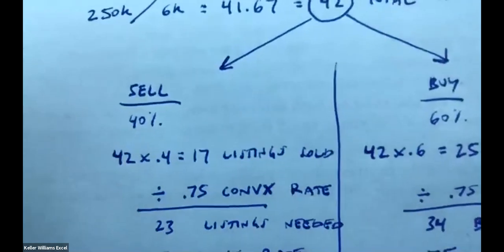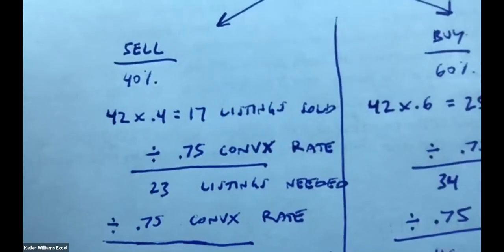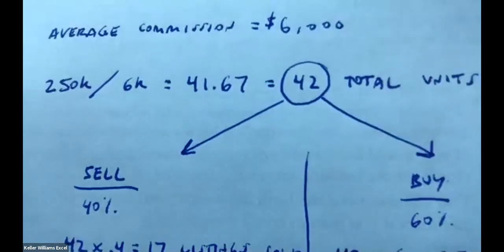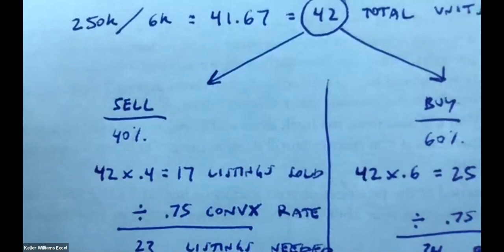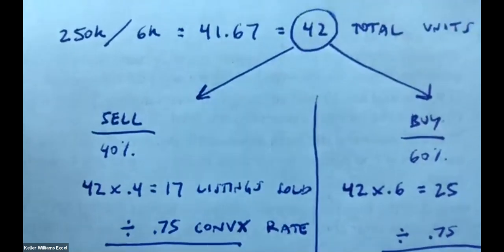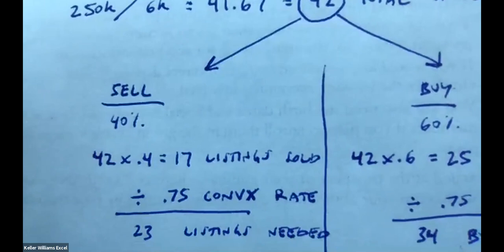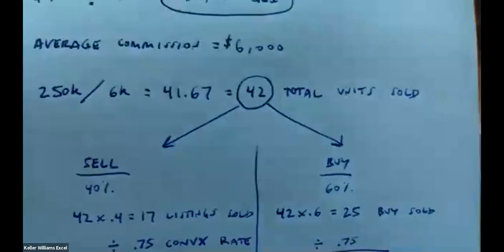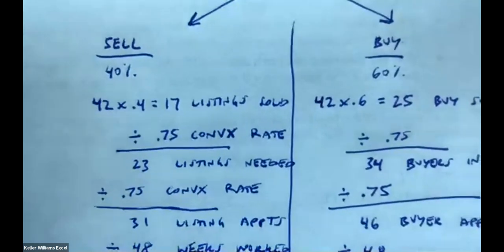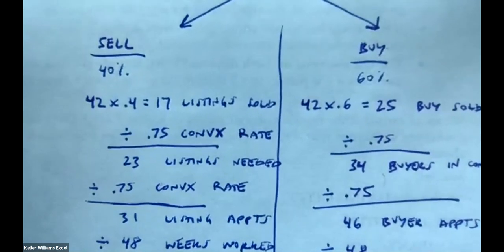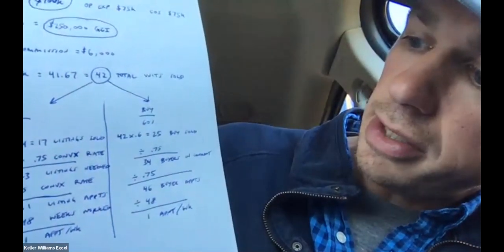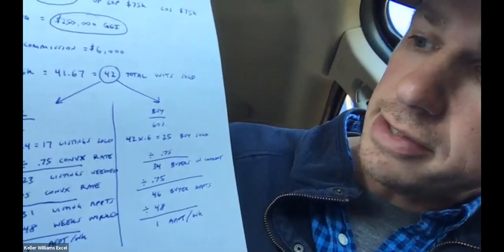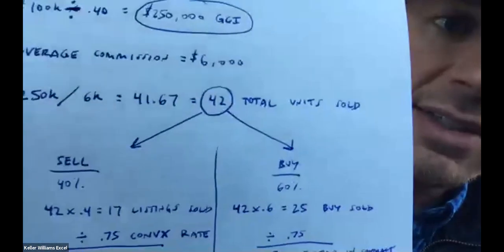On the sales side, same deal. So 42 homes sold is what my goal is. I'm going to do 40% listings. So I take 42 times 0.4 and I get, what's that number? 17 listings need to be sold. I divide 17 by my conversion rate 0.75, I get 23 listings needed total.